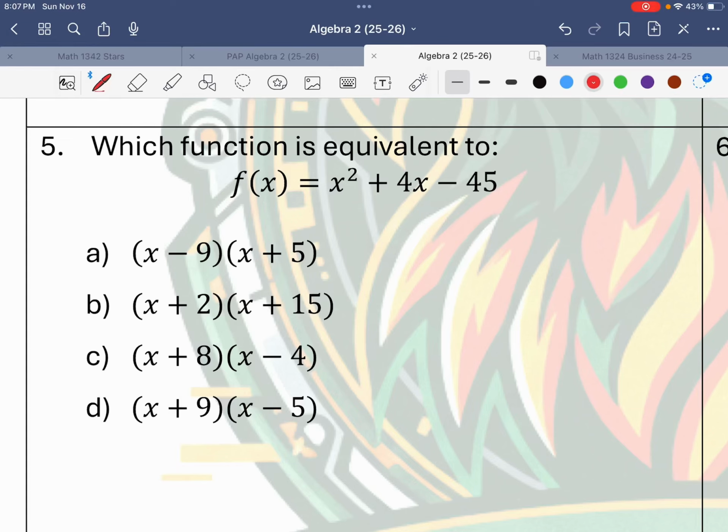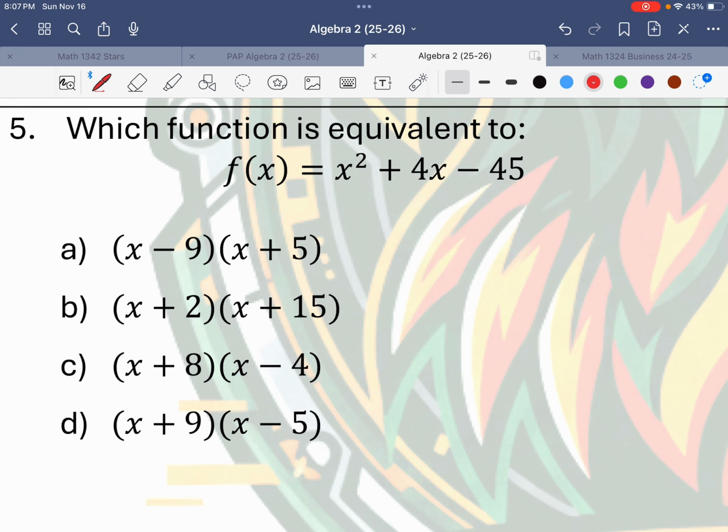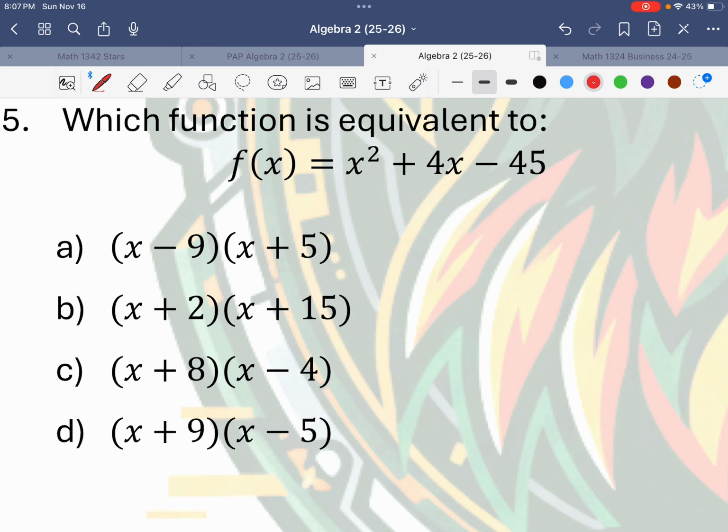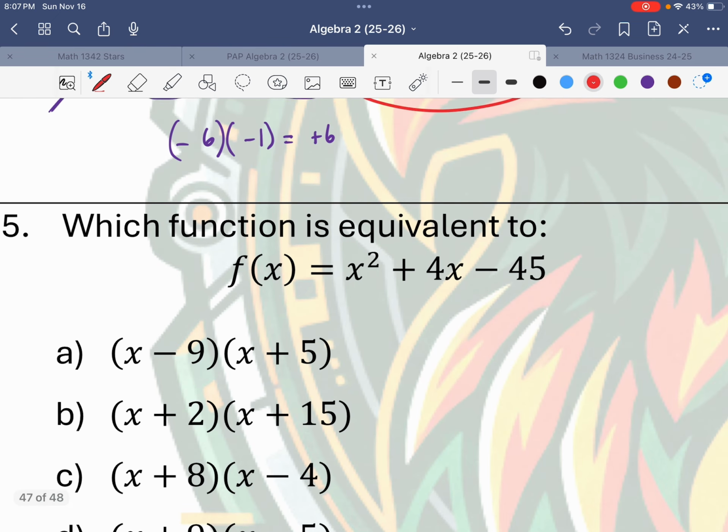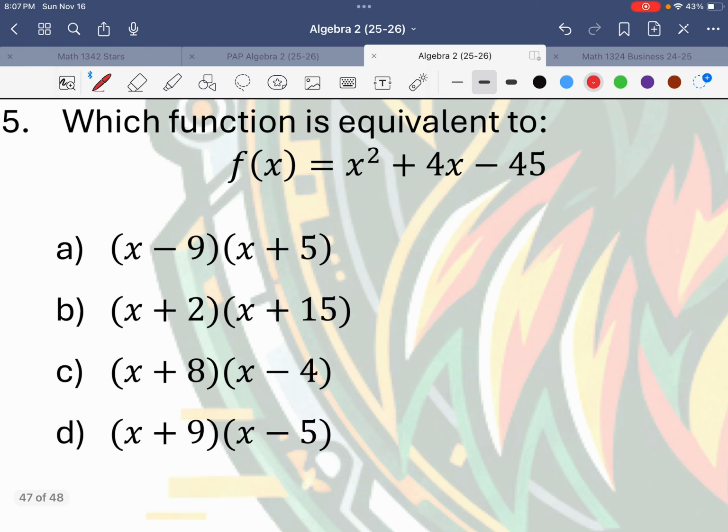Right here, number 5. Which function is equivalent to x squared plus 4x minus 45? Now, if you watched my previous video, then I'm going to do the shortcut method, okay? But again, you're more than welcome to do the full method if you'd like. So, the shortcut method, you get -9 and a positive 5.